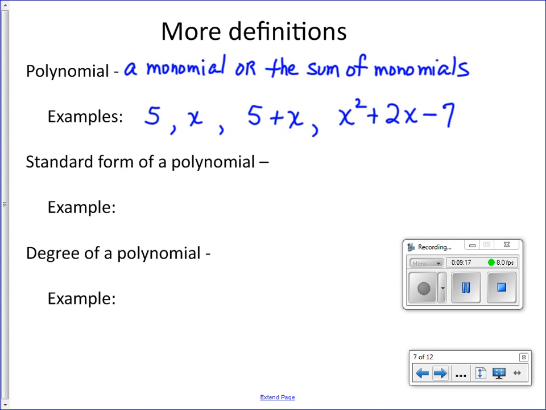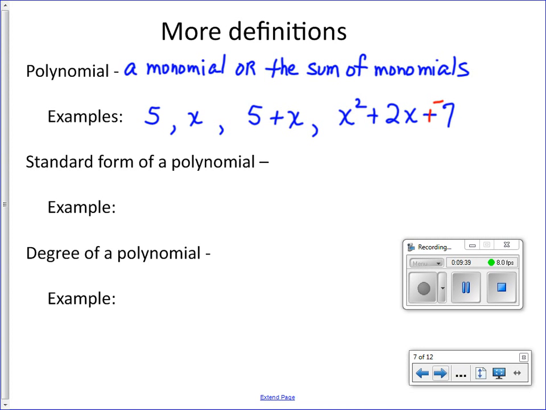Now you may say, well, I see a minus sign in there, and that's not a sum. Well, remember, we can change that minus to adding the opposite, and now we have an equivalent expression, x squared plus 2x plus negative 7. And that is also a polynomial, even if there's a minus sign in there.